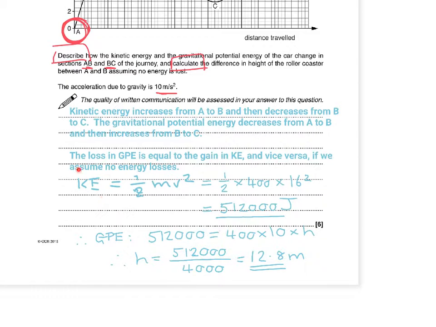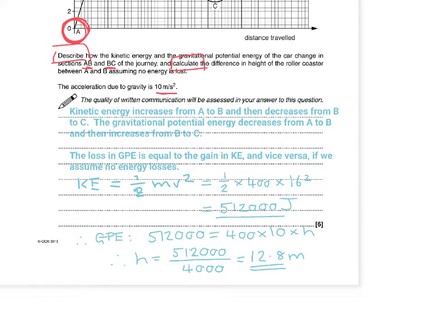So first part, let's calculate the kinetic energy that the car has at the bottom of that first hill. We know how fast it's going from the graph. From the graph it's going at 16 meters per second. So its velocity is 16. Its mass from the question is 400, so it's half times 400 times 16 squared, and that comes to 512,000 joules.